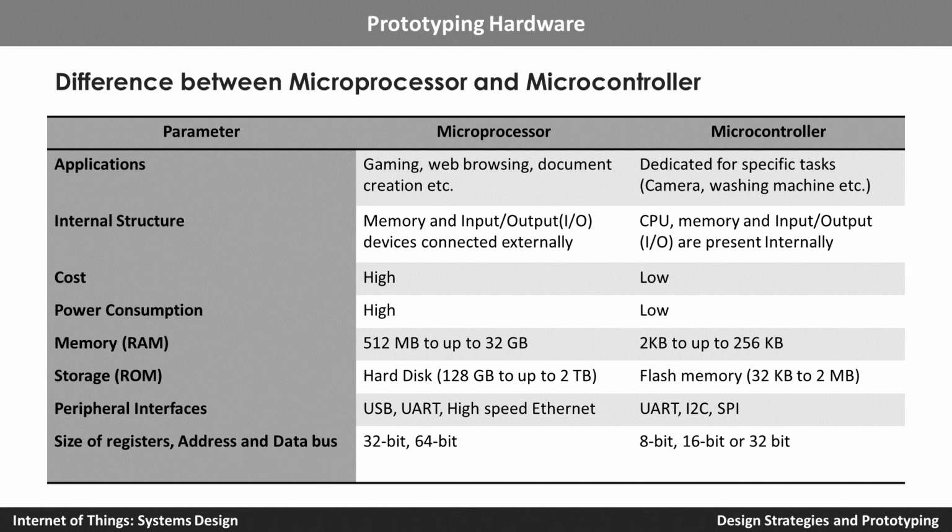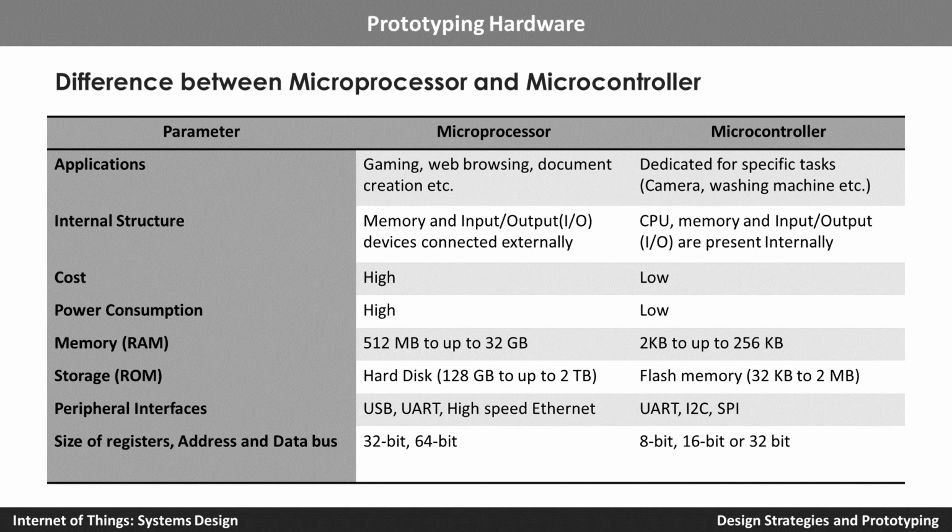A microcontroller has a CPU, memory, and input and output present internally. In microprocessors, memory and input devices are connected externally. Microprocessors are expensive, microcontrollers are cheap. Power consumption: microprocessors are high, microcontrollers are very low. If you are looking for a low power, always on device, you could think about a microcontroller instead of a microprocessor.